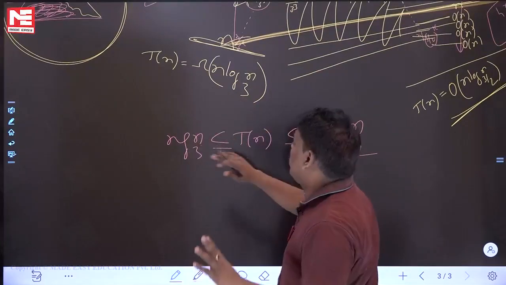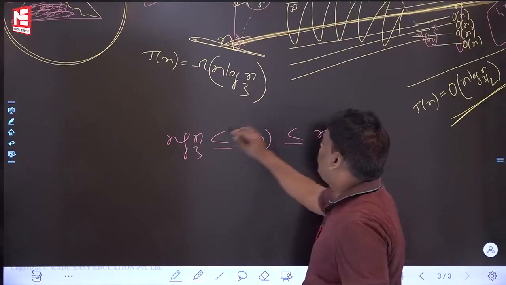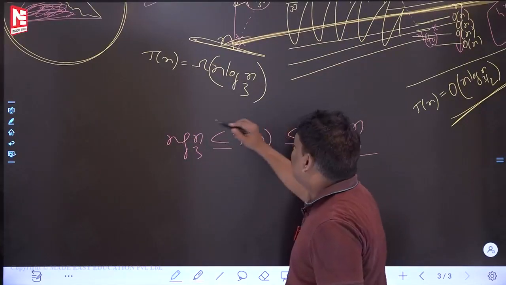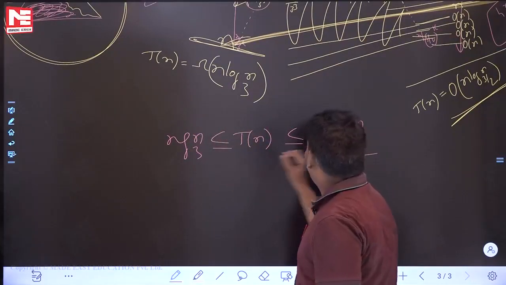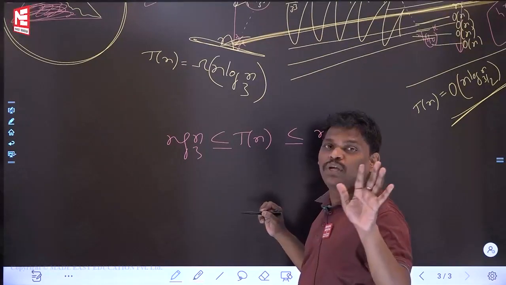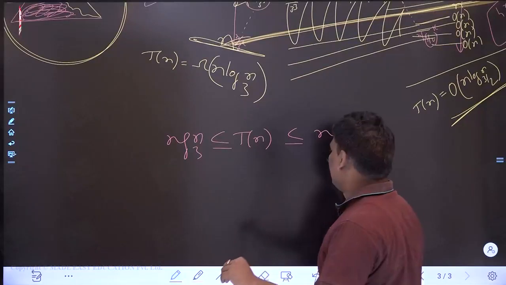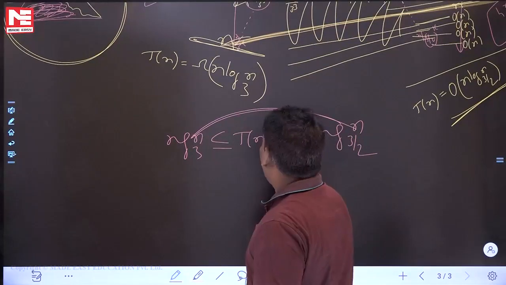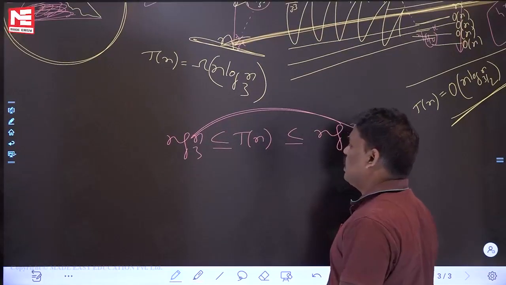Comparing Tn, it is smaller. But everyone knows these two differ by only a constant, because here also n log n, there also n log n, but here the base is 3 by 2. You know, log n base 2 and log n base 3 are asymptotically equal. Because of that reason I can say theta also. Both are asymptotically equal, which indicates that all three are asymptotically equal.